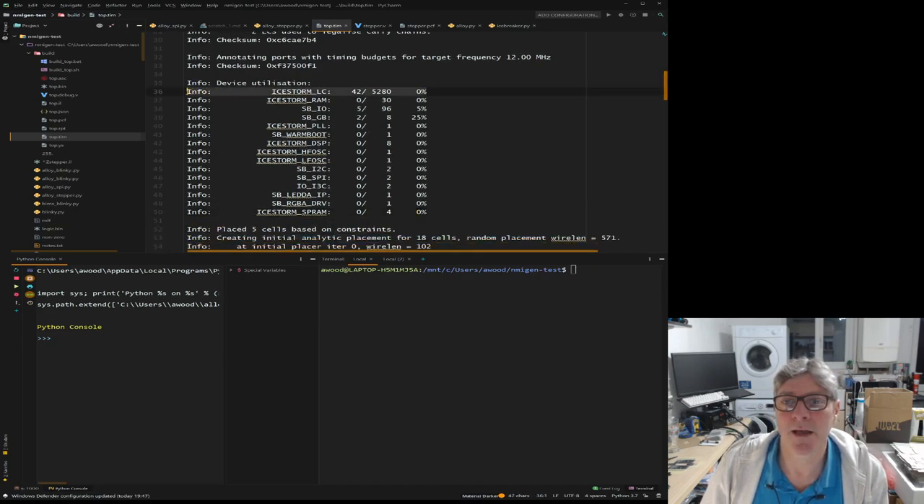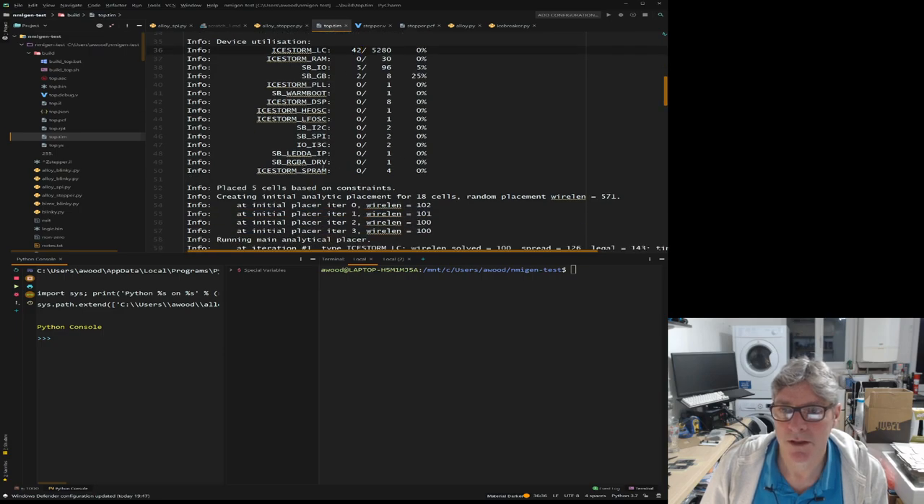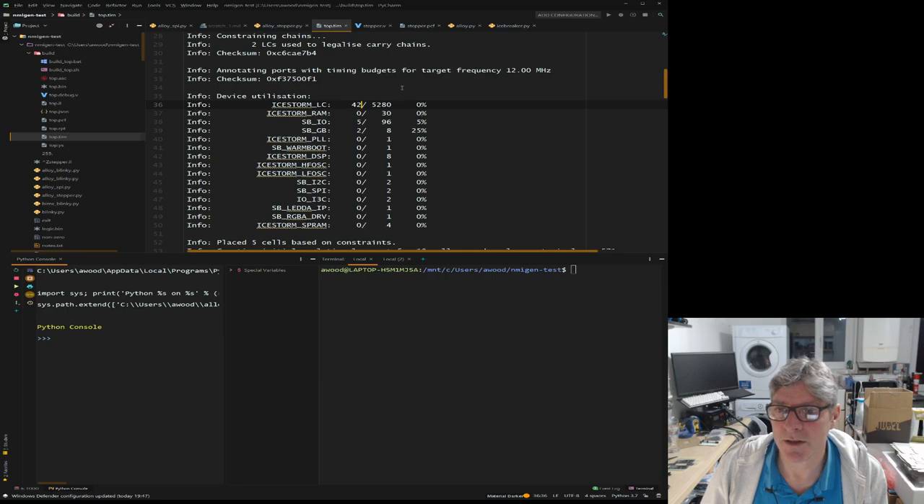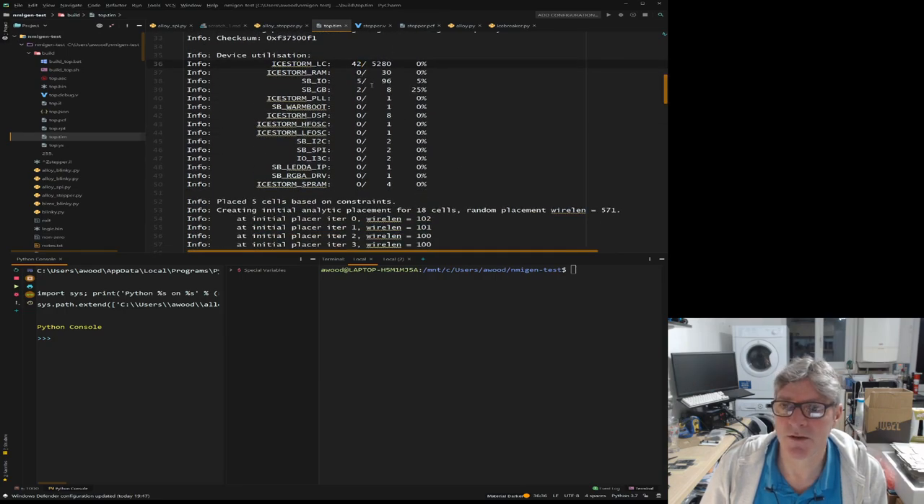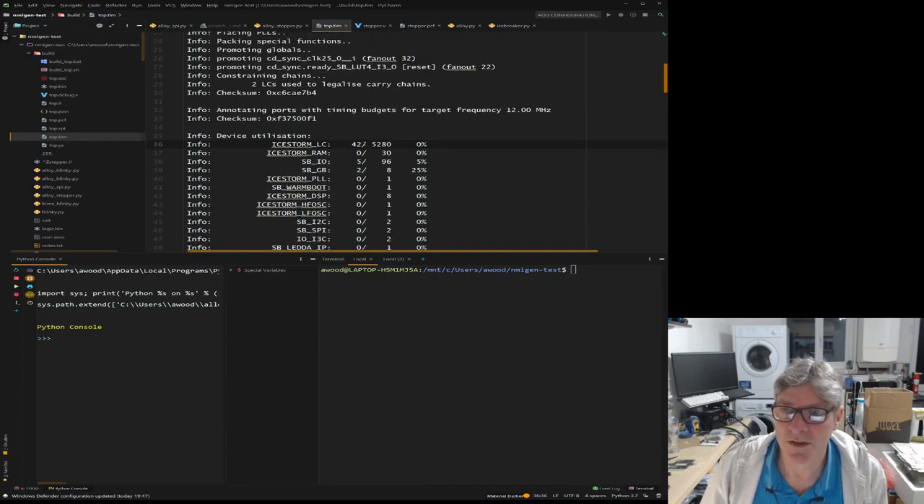The important thing here is I'm looking at resource usage. It's saying it's used 42 of the 5,280 LUTs and a bunch of IO, including some global stuff. iStorm SP RAM, it's using four. What's it using four SP RAMs for? Interesting. Anyhow, obviously we're using the SPI and stuff, but sorry, we're not using any of the SPI. Sorry, I'm looking at the wrong column. Not used any of those. So it's 42, it's used 5 IOs and 2 globals. The globals for the clock.